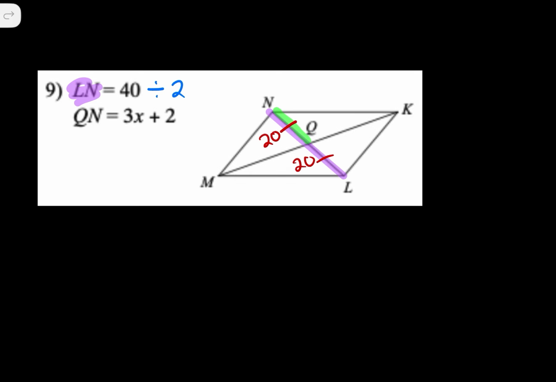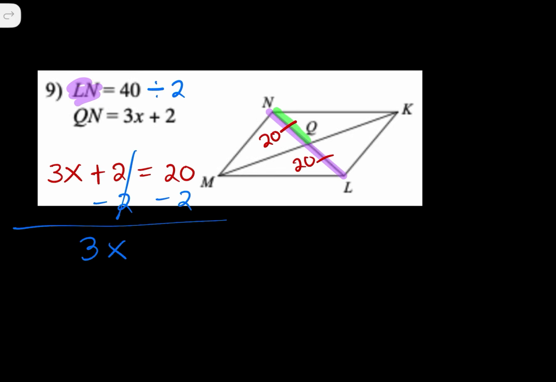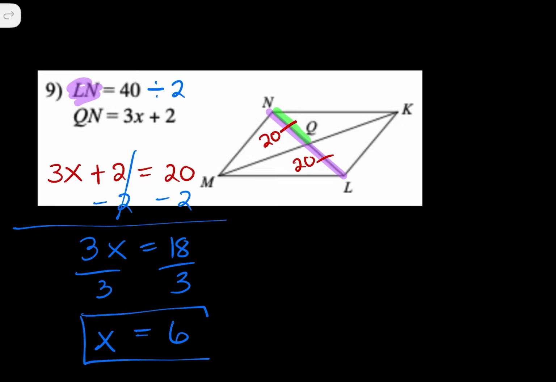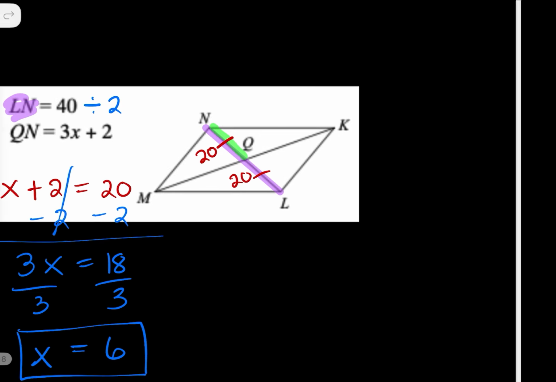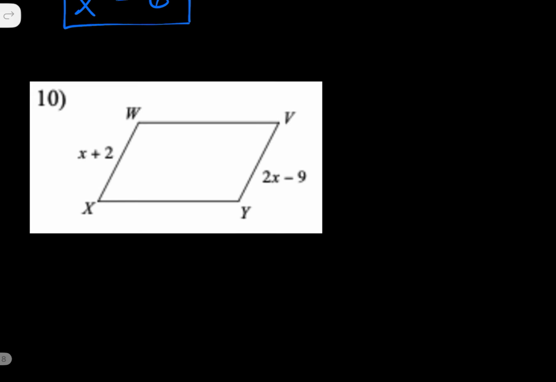So to find QN, we are going to set up 3x plus 2, which would be equal to 20. Isolating x, we'll have 3x equals 18. If you got x which is equal to 6, we've got the same answer. Let's try number 10. Number 10 is down below.